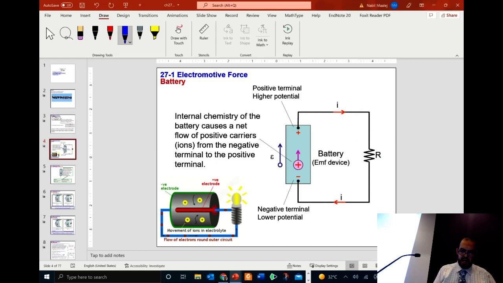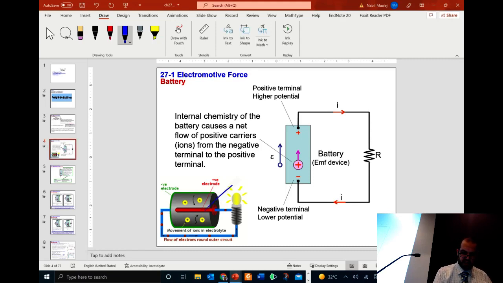Most batteries are chemical batteries, but you can have other batteries like, for example, photovoltaic cells and so on. The chemistry of the battery causes a net flow of positive charges. So usually you have an anode and a cathode. These are called electrodes. The positive is usually called the anode. The negative is called the cathode.